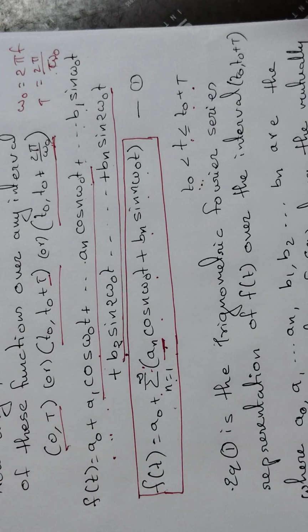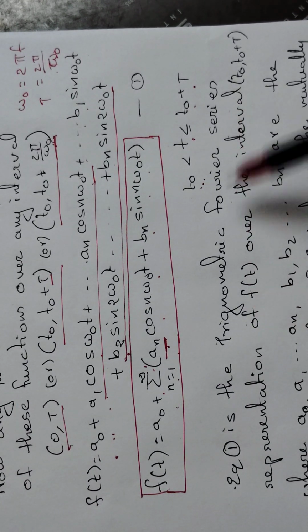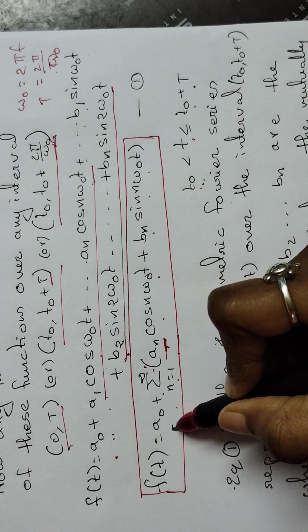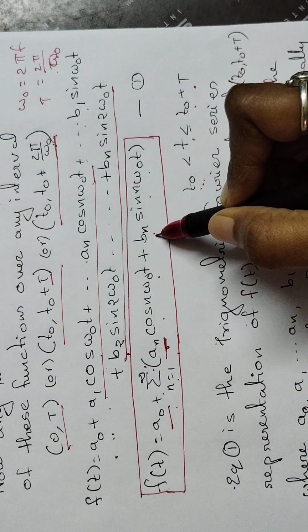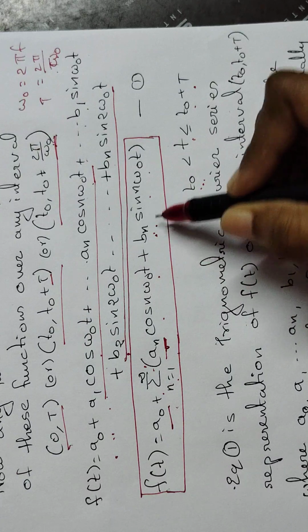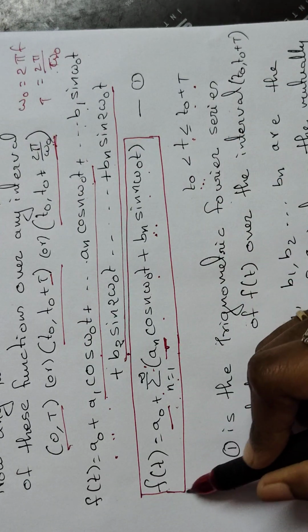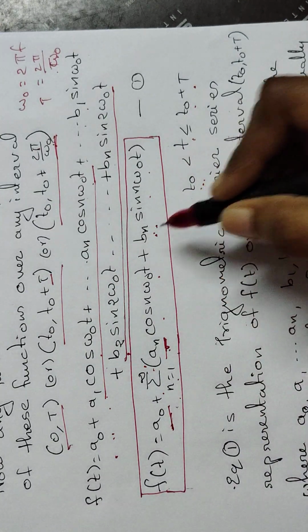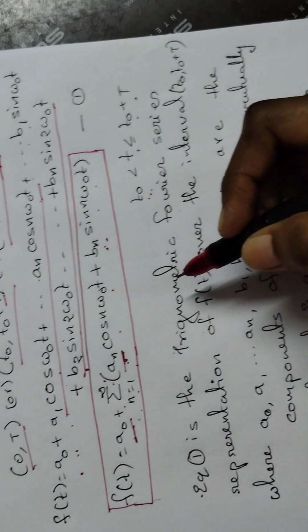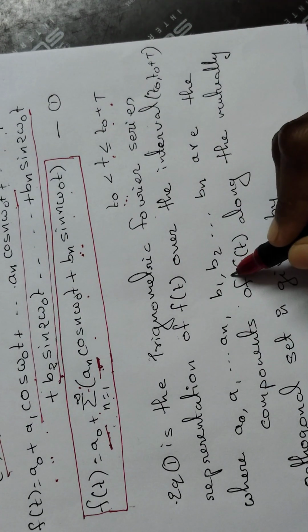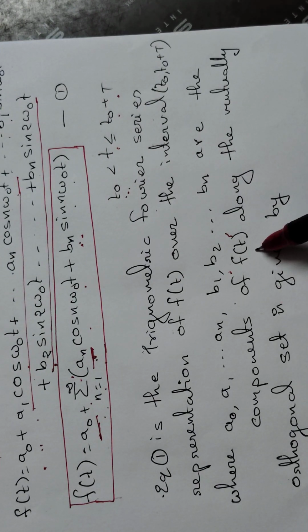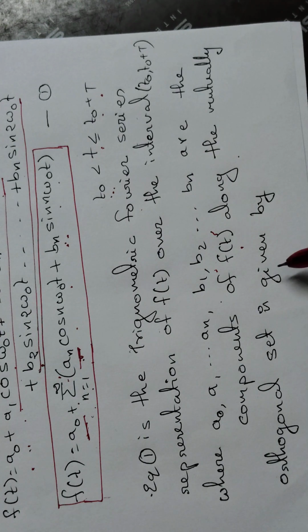So this is equation 1, the equation of the trigonometric Fourier series. If you want to find the trigonometric Fourier series, you have to find the a naught value, an value and bn value. After getting all these values, you substitute them in this equation and we get the trigonometric Fourier series. Now how do we get the a naught, an and bn values? These a naught, a1 and so on, an, b1, b2 and so on, bn are the components of f of t along the mutually orthogonal set.